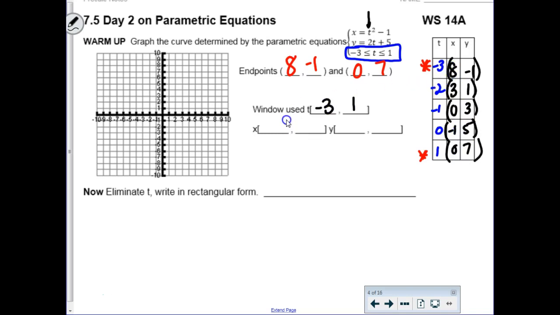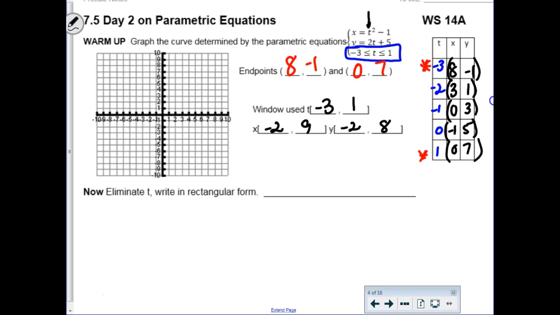So if you want a window that extends beyond your limits, how about -2 to 9. You can go further than that. You don't want to have your endpoints on the edge of your window. It gets kind of weird. And then for y's, they go as low as -1 and as high as 7. So I'm going to go -2 to 8. You can mess with that window a little bit. It doesn't have to be that exact window.